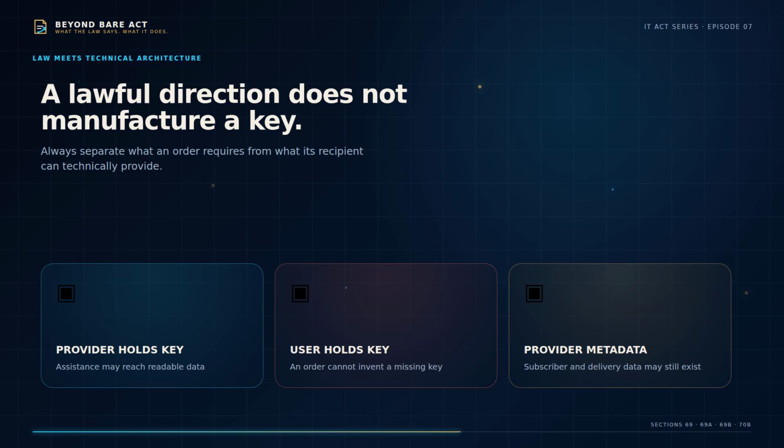Imagine an end-to-end encrypted service. It may possess subscriber details, delivery records, or an encrypted payload, yet not possess the plain text of a message. A careful lawyer therefore asks 2 separate questions. What does the lawful order require? And what can this recipient technically provide? "Decrypt it" is not a complete legal or technical analysis.